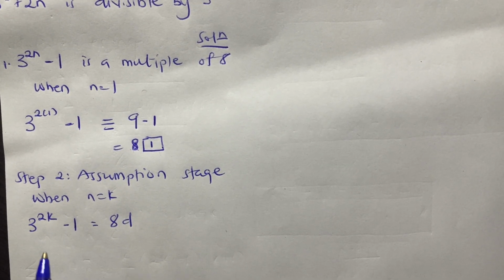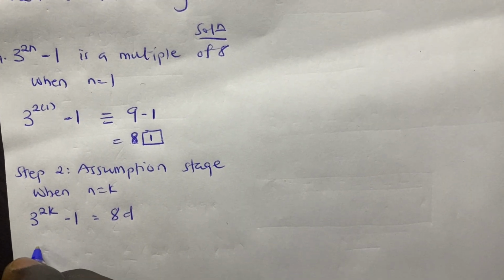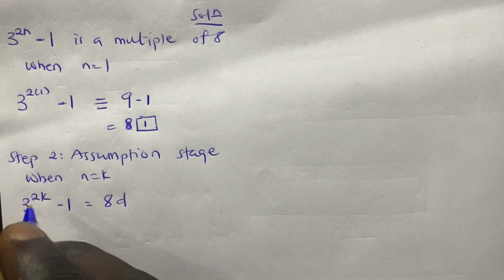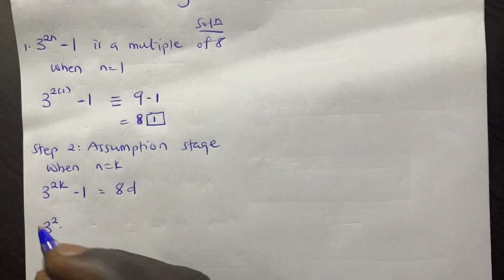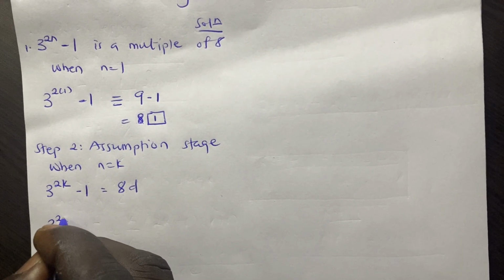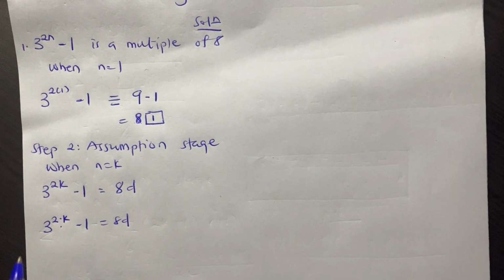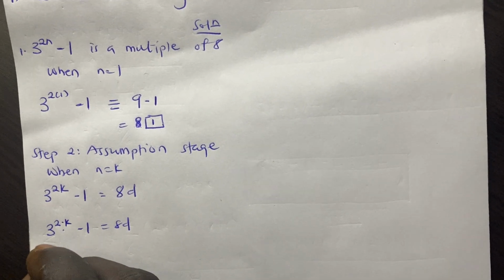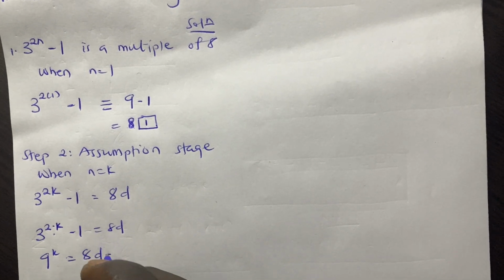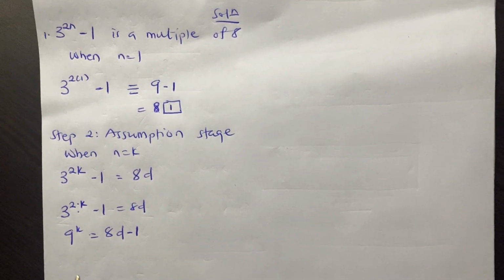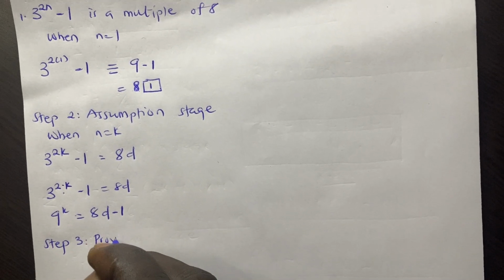So whatever our answer is going to be, it is 8 multiplying something, right? Here we can just leave it like that, but this time round we can express this as 3 raised to the power 2 times k, minus 1 is equal to 8d. So we can just say this is 9k. So we get 9 raised to the power k, and then we can send this 1 across to get 8d plus 1. So now we've made the expression with the 9 to the k standing alone. Now the step 3, which is the proving stage.